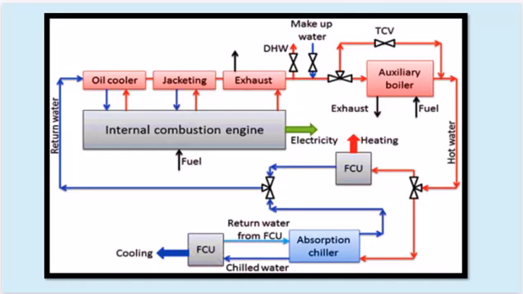Thermal energy production. Hot water generation: the recovered heat is used to generate hot water in an auxiliary boiler. This hot water can be utilized for various purposes such as domestic hot water, space heating, and industrial processes. Chilled water production: an absorption chiller, powered by the recovered heat, produces chilled water for cooling applications like air conditioning.